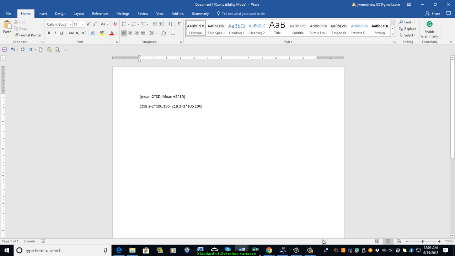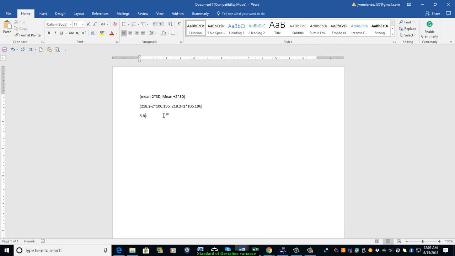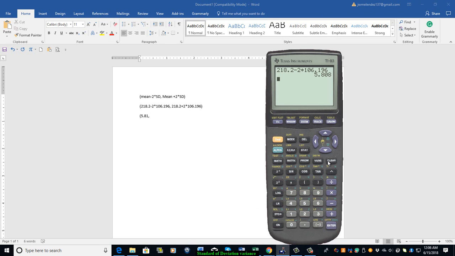So let's look at this and let's calculate it. The first one is 218.2 minus 2 times 106.196. Press enter, you get 5.81. Okay, so the first number here is going to be 5.81. Let me make it into an interval notation here.